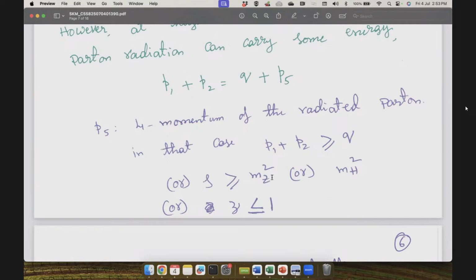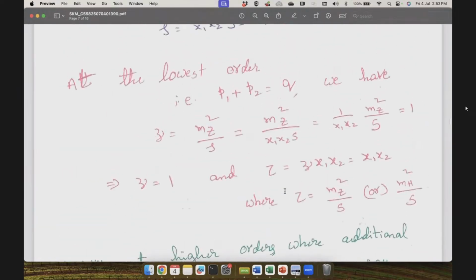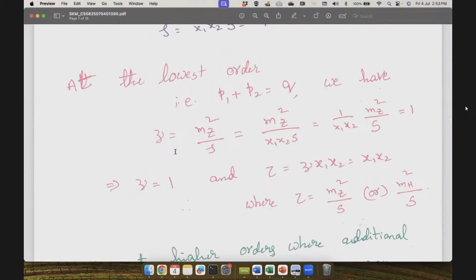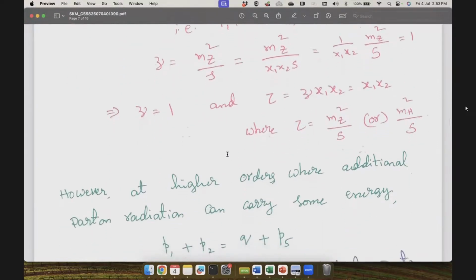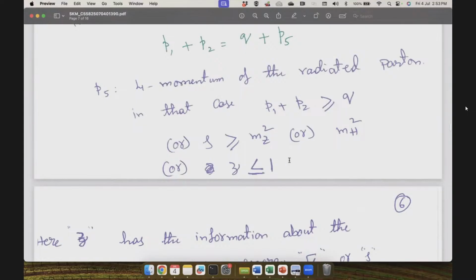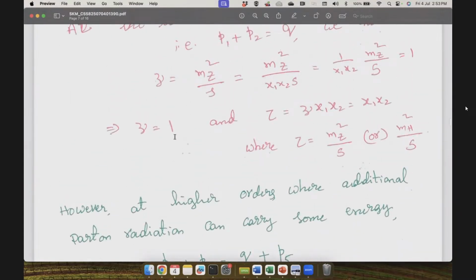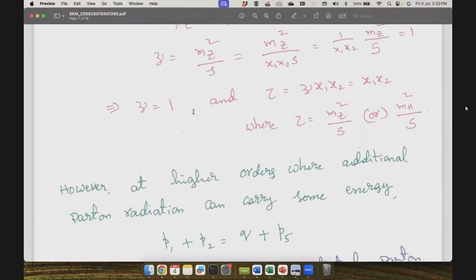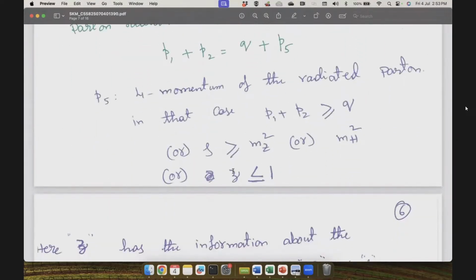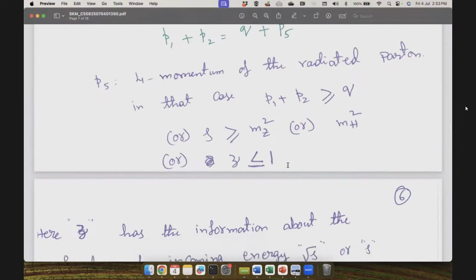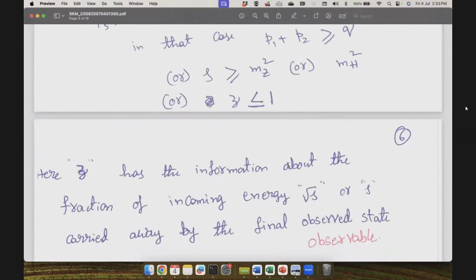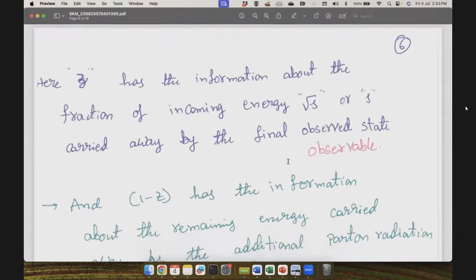So, because s can be greater than or equal to m_Z squared, automatically the momentum fraction that we defined, z equal to Q squared by s, can be less than or equal to 1. This is a crucial difference between the lowest order and higher orders. At the lowest order you have z equal to 1 exactly, whereas at higher orders z is less than or equal to 1. z can be equal to 1, that is also possible at higher orders, but z also can be less than 1.